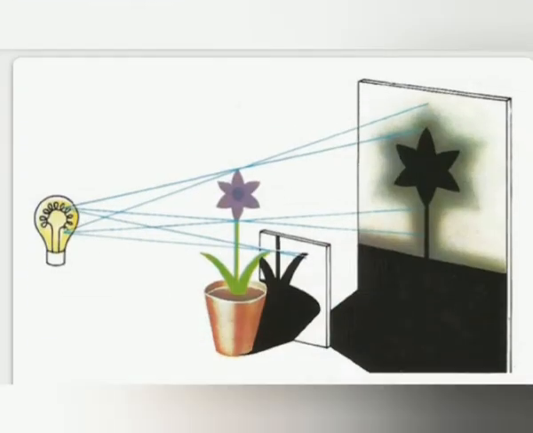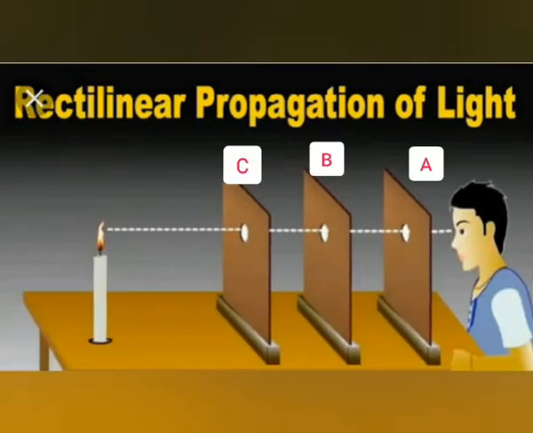If an opaque object is placed in the path of light, the light gets blocked. Let's perform an activity to demonstrate that light travels in a straight line. Go through activity 1. In activity 1, there are 3 cards A, B, C, each with a fine hole at the same height. Arrange them one behind the other so that the holes are in a straight line.